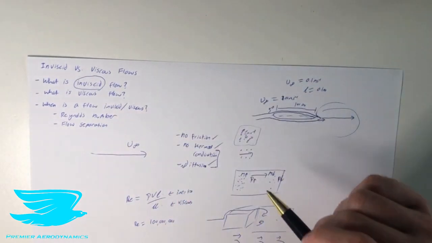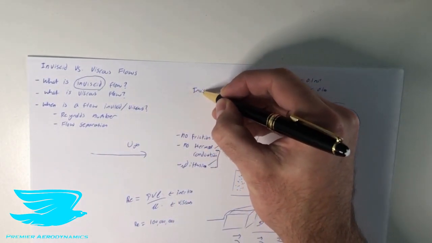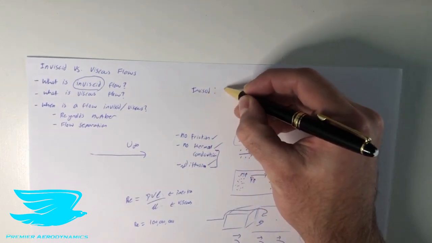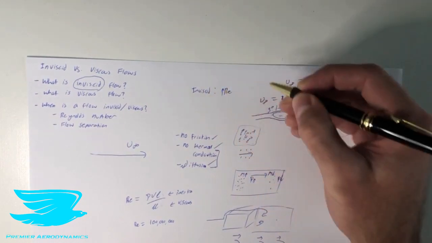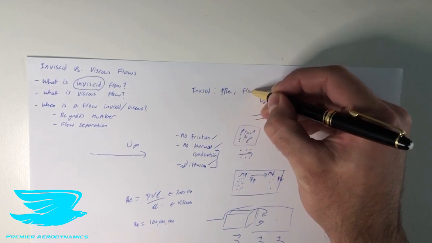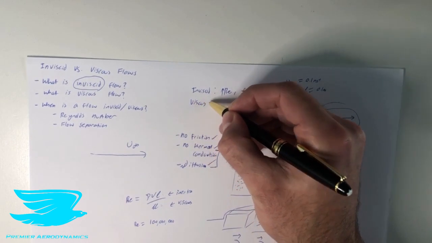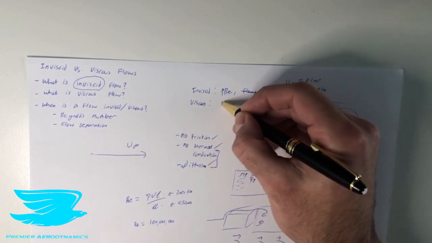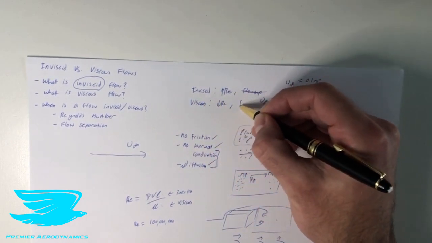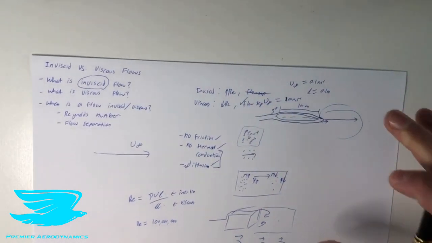So when is a flow inviscid or when is it viscous? A flow is inviscid when we have a very high Reynolds number and no flow separation. Viscous flow is when we have a low Reynolds number and we do have flow separation. So that's it for this video.